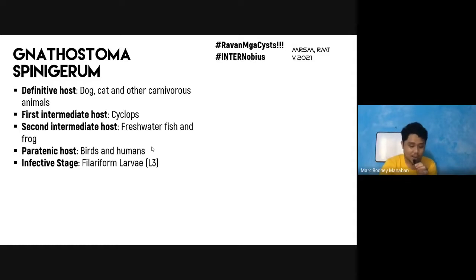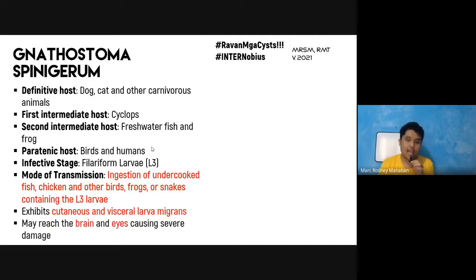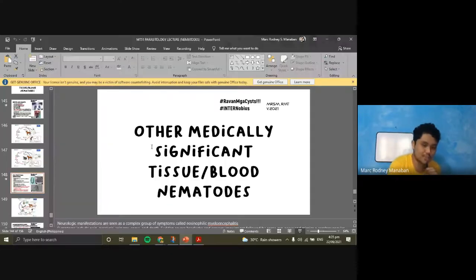Infective stage is the L3 larva, and the mode of transmission is ingestion of undercooked or raw na mga fish, chicken, and other birds, frogs, or even snakes containing the L3 larva. Okay, ayan. And the worm exhibits cutaneous and visceral larva migrans. And aside from that, it can reach the brain and eye, causing severe damage.